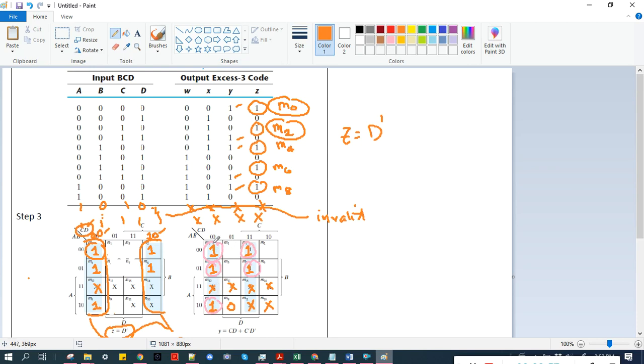Since this is don't care, we can consider this as 1. Then how can we cover this? These are also don't cares. Can use this. So there are many ways where we can simplify this function.